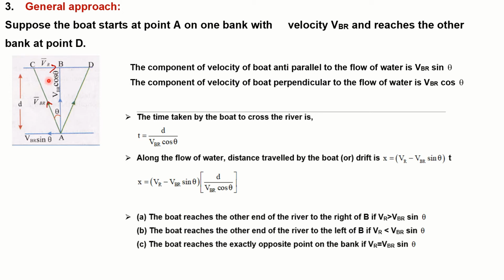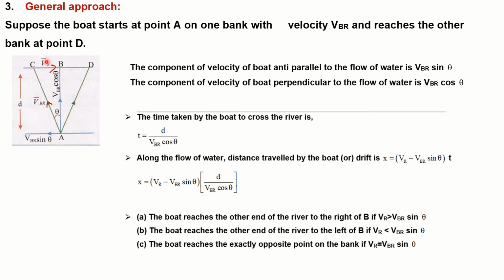So how to find that drift? That means, students, if the velocity of the river is V_R and the component of the boat's velocity in the anti-parallel direction, opposite to the river flow, is V_BR sin theta. So students, what will be the net velocity? That is V_R minus V_BR sin theta. If the velocity of the river is more, then the resultant velocity will be V_R minus V_BR sin theta. Yes or no? And the time taken to cross the river, we got, students, d by V_BR cos theta.